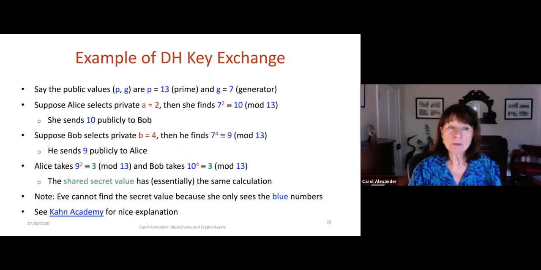Here's an example. Suppose the prime is 13 and 7 is a generator of 13, so that will do.